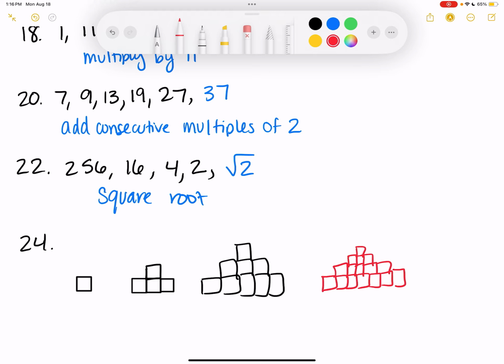Now, they actually specifically ask us the question of how many blocks are in the next picture. So how many blocks total are in here? 16. Yep, so 16 blocks would be what they're actually asking us for. Which technically you could figure out without having to draw it.